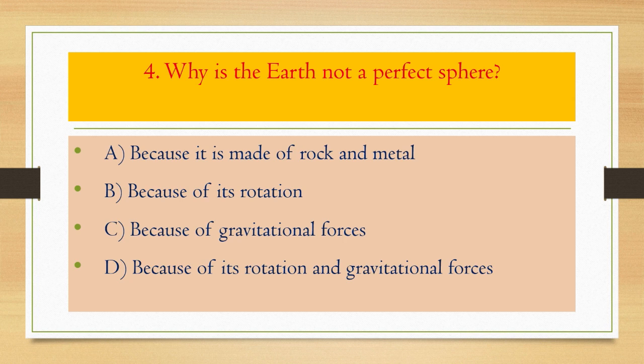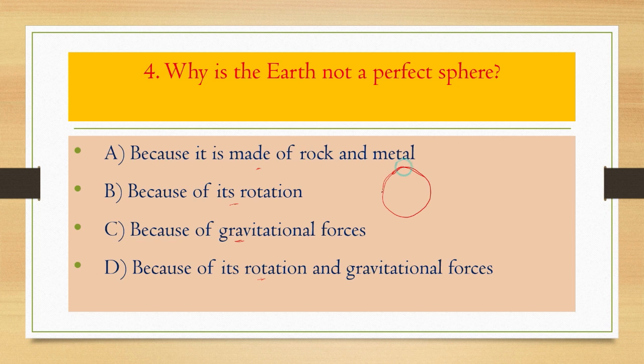Fourth question. Why is the Earth not a perfect sphere? It's a very important question. The options: because it is made of rock and metal, or because of its rotation, or because of its gravitational forces, or because of its rotation and gravitational force. Listen carefully here, and your doubt will be solved.